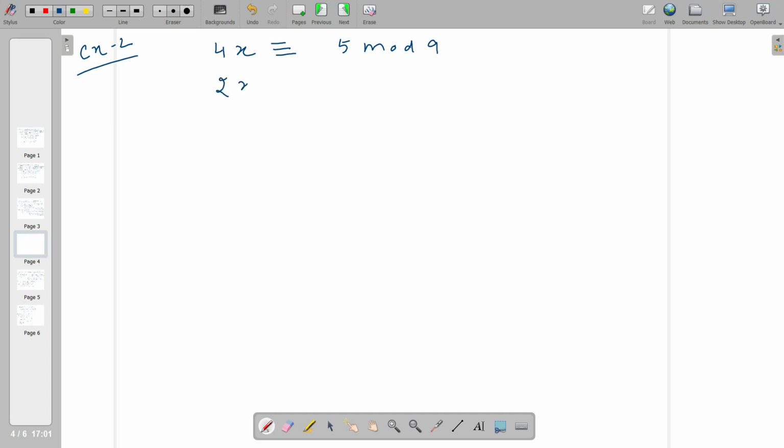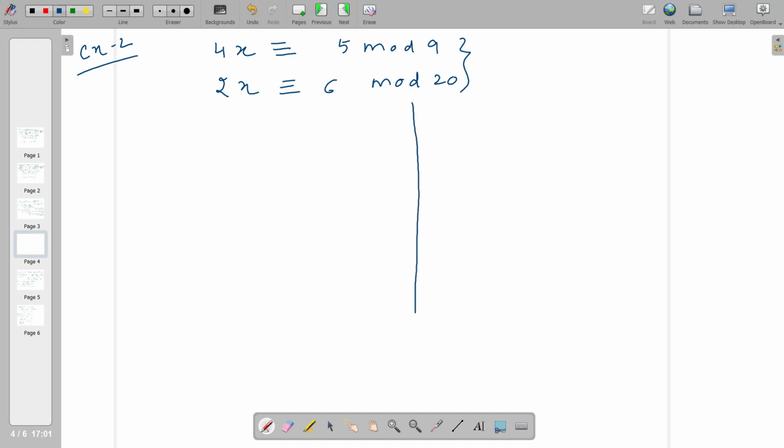Similarly, 2x is congruent to 6 mod 20. So earlier we checked that the Chinese remainder theorem states only when there is only x, no other constant. But here we have some constant also, and then we have to find the value of x. So are these 9 and 20 co-prime? Yes. So it means there is a chance that we can apply CRT, Chinese remainder theorem, on these equations. So the only thing is we have to rewrite these equations.